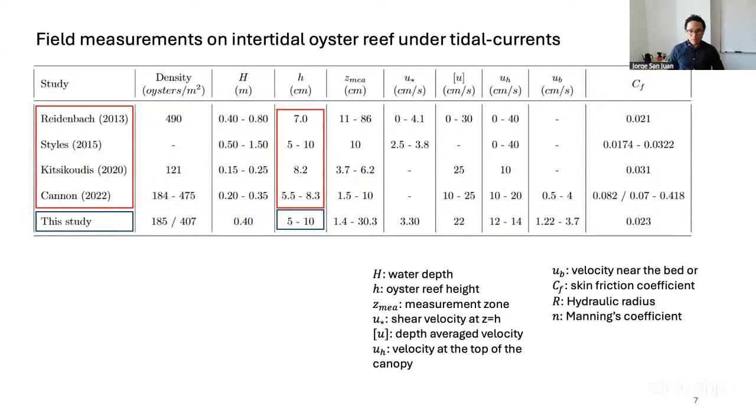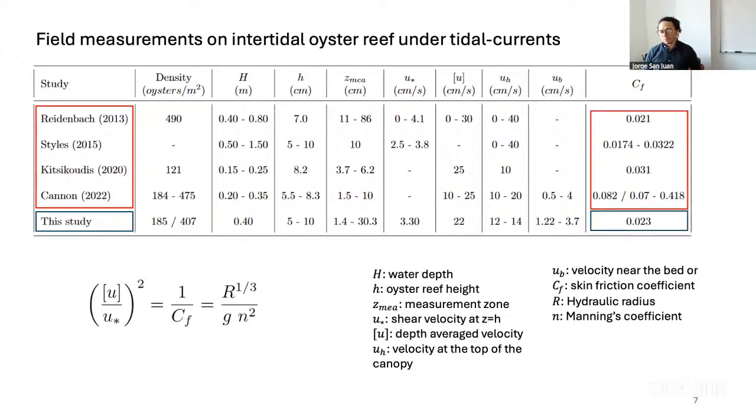The height of the reef for low relief or low height oysters is going to be between centimeters, and the actual velocity of the flow is going to be between 10 centimeters and 30 centimeters per second. In our case, we have a rough depth-averaged velocity of 22 centimeters per second. Using this depth-averaged velocity to estimate what friction coefficient you can get out of that, we have roughly a 0.02223 friction coefficient for the study that we have here.